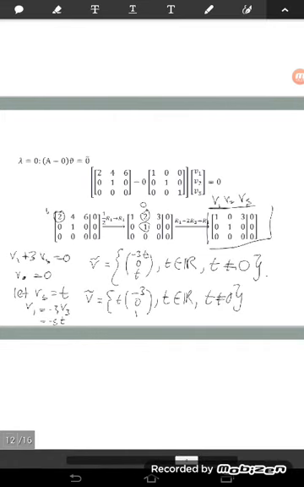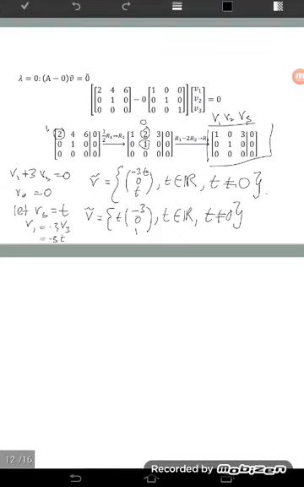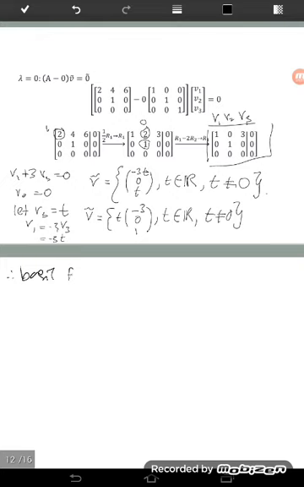And then the basis for the eigenspace of lambda equal to 0 is negative 3, 0, 1.